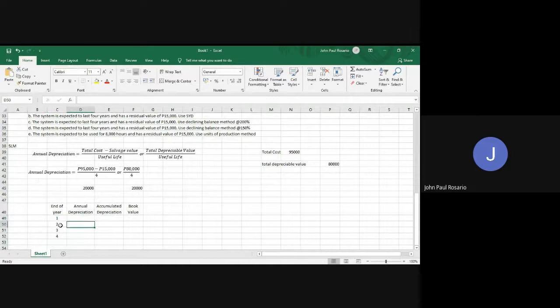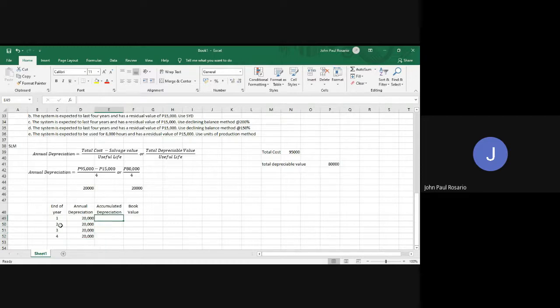So we know that our annual depreciation is 20,000. We copy that to 4 years because when you say straight line, meaning our annual depreciation will be constant all throughout the life of your asset unless there are changes in your estimates, which will be covered in your advanced accounting subjects.